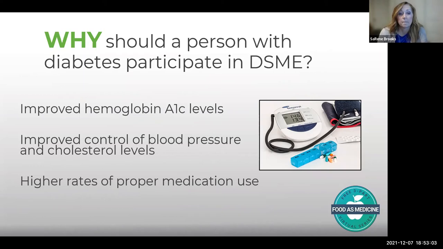And we know that having diabetes isn't necessarily the cause of having problems with your health. It's the long term high blood sugar levels. So we want to see those A1C levels go down. There's also, it's shown to have improved control of blood pressure and cholesterol levels. So it's really important to have those numbers in a normal range if you have diabetes. And then higher rate of proper medication use is also one of the important parts of DSME. Because remember, we talked about that collaboration with your healthcare team, and that helps with that proper medication use.